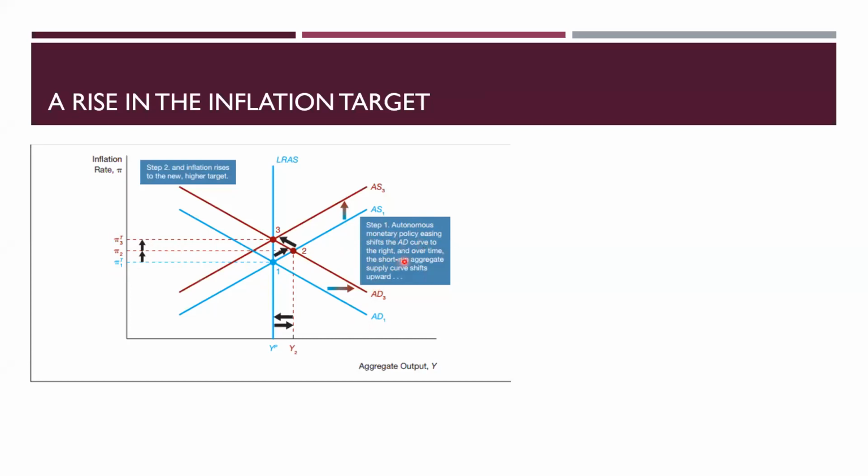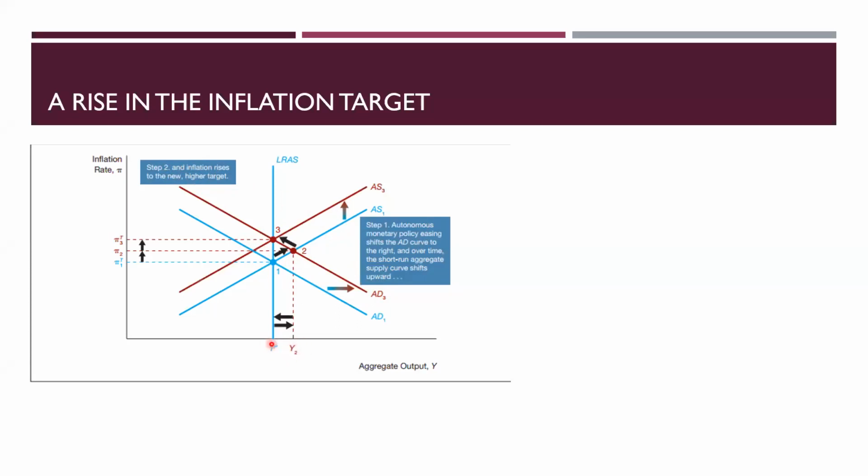And over time, the short-run aggregate supply curve shifts upwards from here to here. Inflation rises to the new, higher target, because here they've targeted a higher inflation rate. But by doing that, they have to increase aggregate demand by lowering interest rates, promoting spending, investment, etc. Aggregate demand shifts to the right. We establish a new equilibrium at Y2.